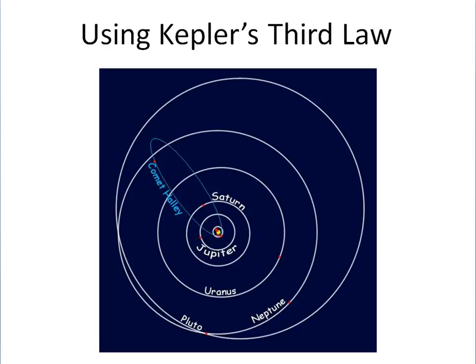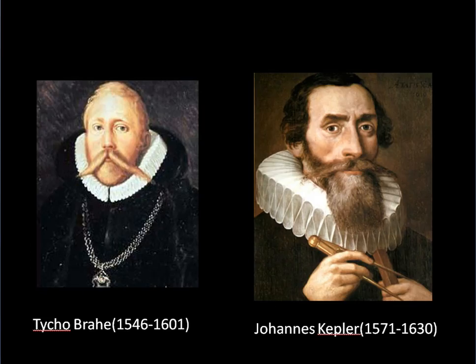Hi class, this is a short video on using Kepler's third law to solve problems about objects orbiting the sun, which includes the planets. It also includes other objects like comets and asteroids. Anything that orbits the sun, we can use Kepler's laws of planetary motion to describe the orbits of those objects.